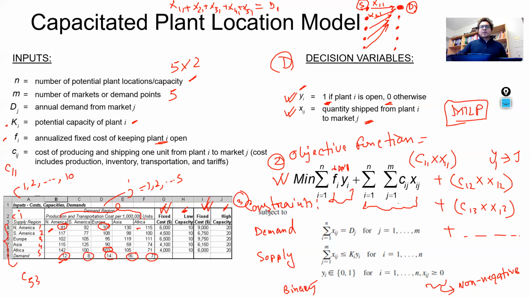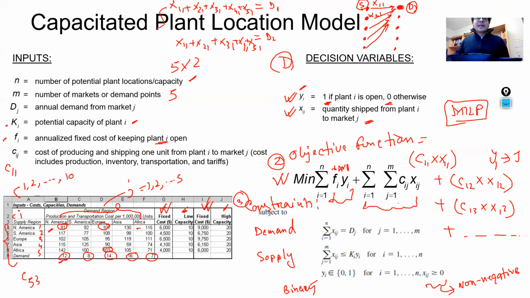But then for demand location 2, it will be the same, right? So we will have to write something like this: D2 will be equal to x11 plus x21 plus x31 plus x41 plus x51. Okay, and so on. Similarly, we will have 5 equations.